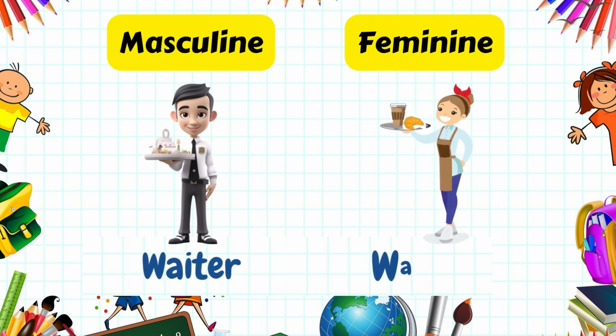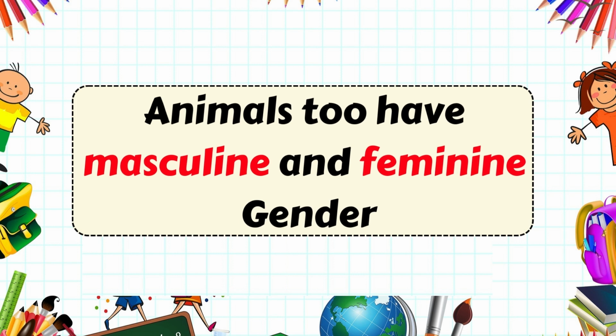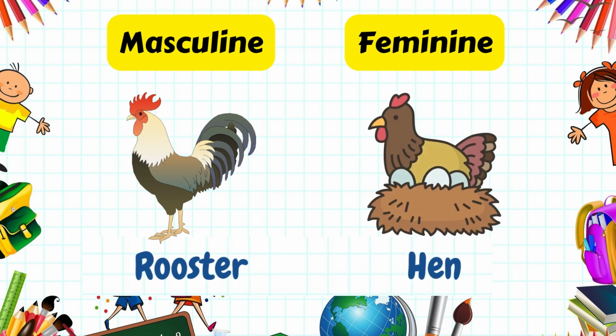Waiter is masculine and waitress is its feminine. Animals too have masculine and feminine gender. For example, rooster. Hen. Rooster is masculine and its feminine is hen.